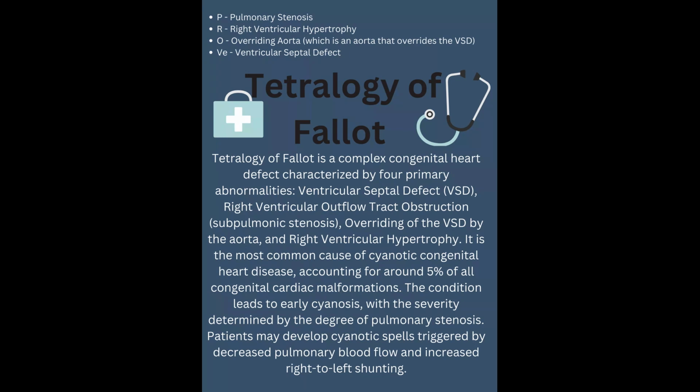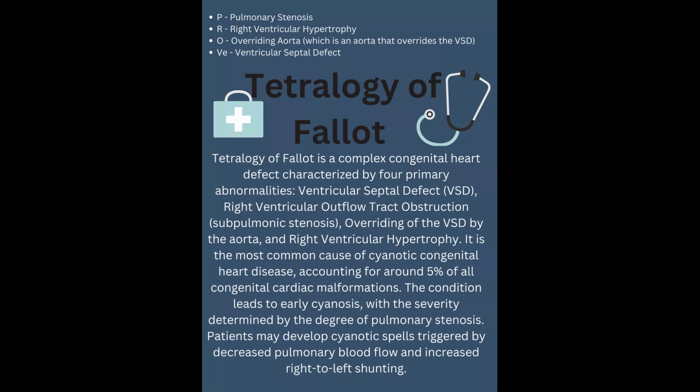B. Palliative procedures. In some cases, a temporary surgical shunt may be placed to increase blood flow to the lungs until the child is older and can undergo complete repair. C. Medications. Medications may be prescribed to manage symptoms and improve heart function before or after surgery.